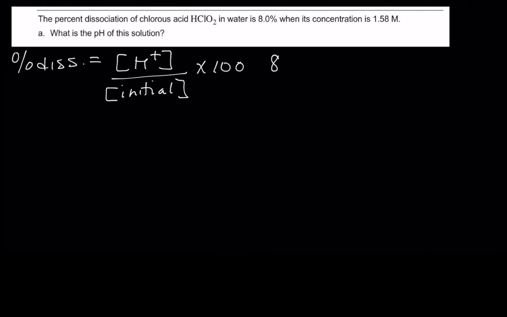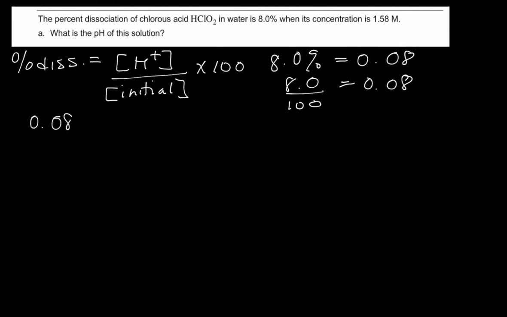First, you want to convert the 8% into a decimal. So 8% is equal to 0.08. That's just 8% divided by 100 to give you 0.08. So the percent dissociation will be equal to 0.08, equal to the concentration of H plus over the concentration of the solution, which was 1.58 as given in the problem.